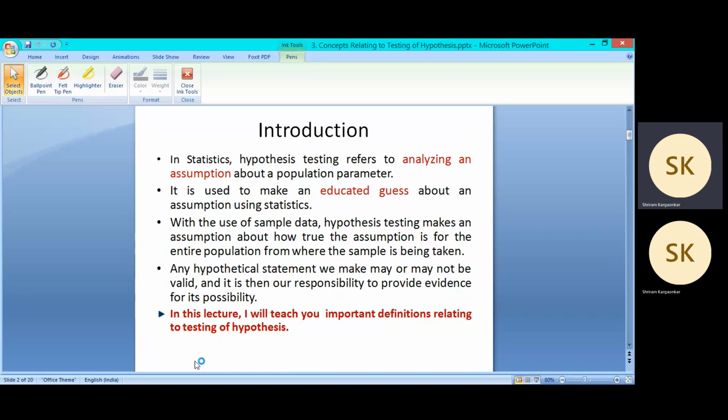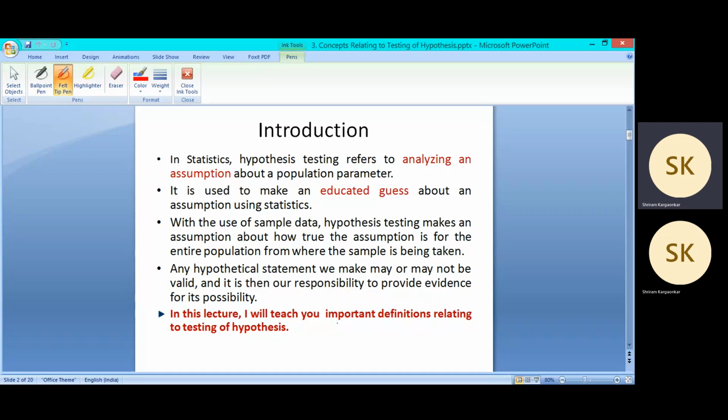So a brief introduction to this unit. In statistics, hypothesis testing refers to analyzing an assumption about a population parameter. It is used to make an educated guess about an assumption using the statistic. With the use of sample data, hypothesis testing makes an assumption about how true the assumption is for the entire population. Any hypothetical statement we make may or may not be valid, and it is then our responsibility to provide evidence for its possibility.